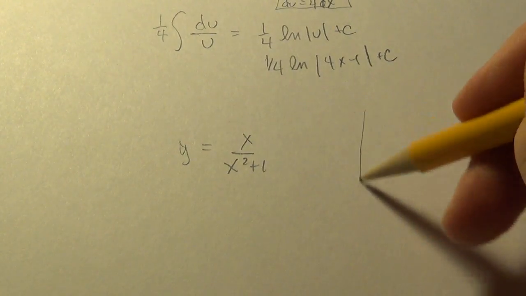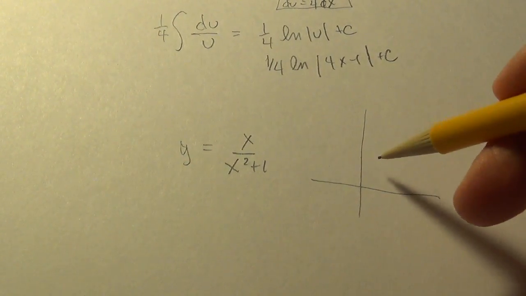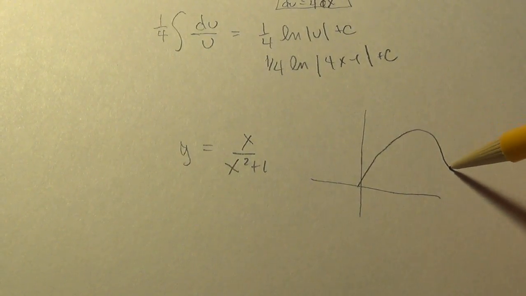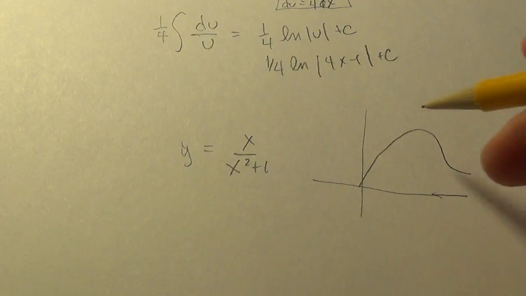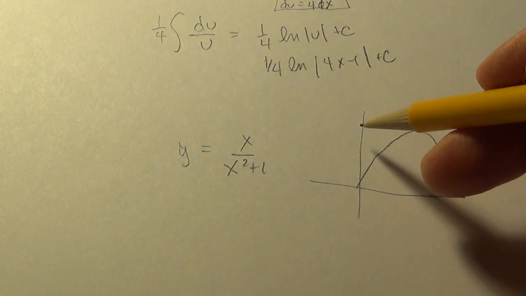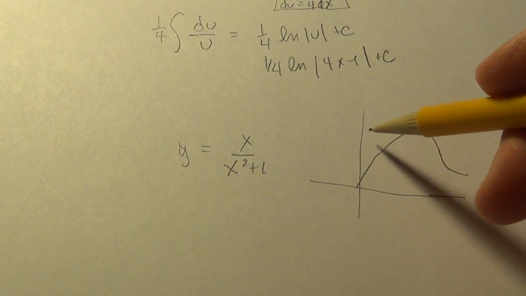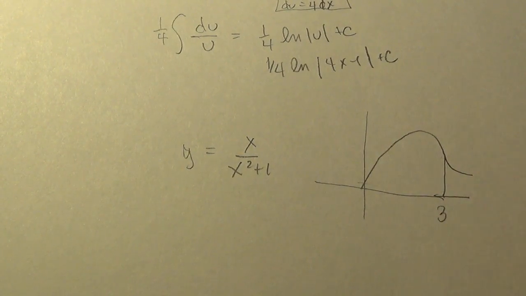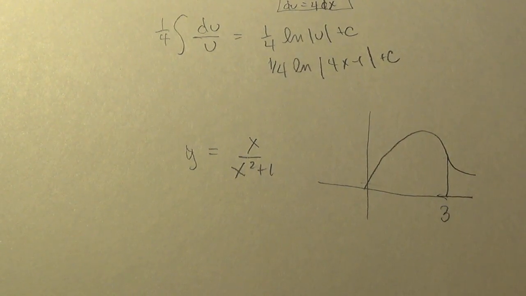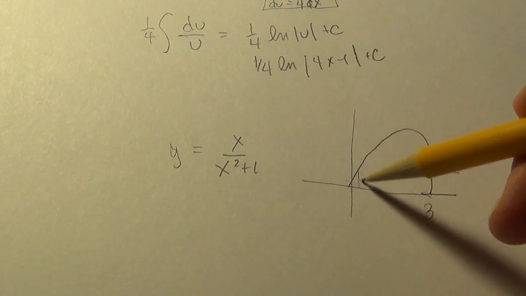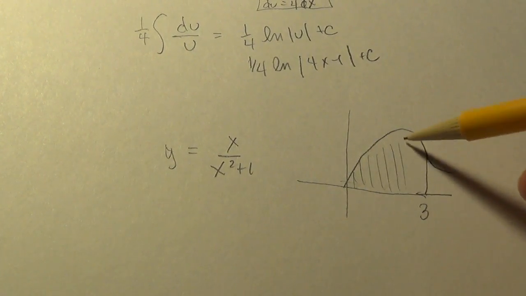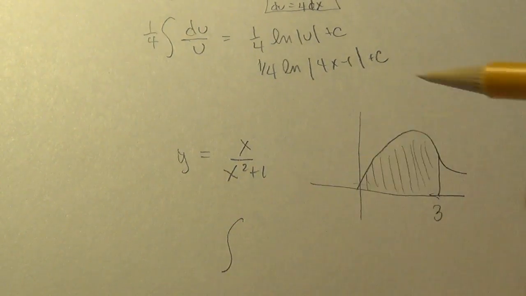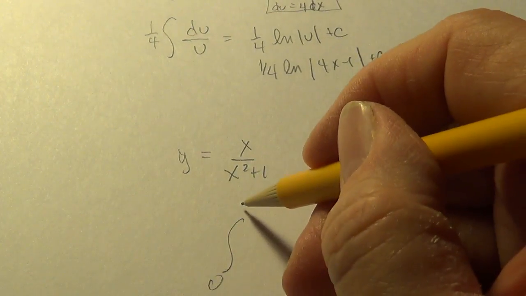The graph will look something like this. It comes up from the origin as sort of a mountain that goes something like that. And we're interested, I said, in the region between the x-axis, x equals 3, and the curve. So that will be the integral of that curve from 0 to 3.